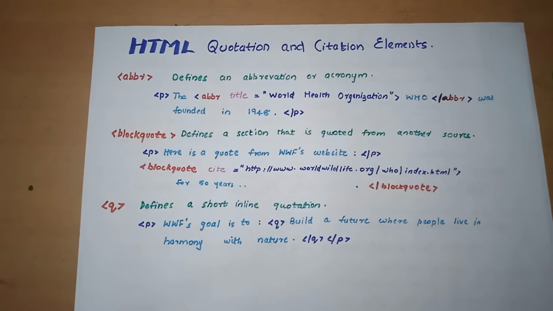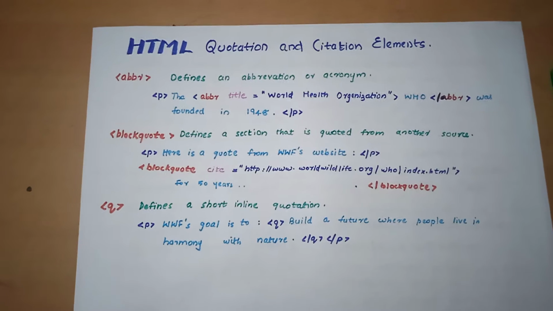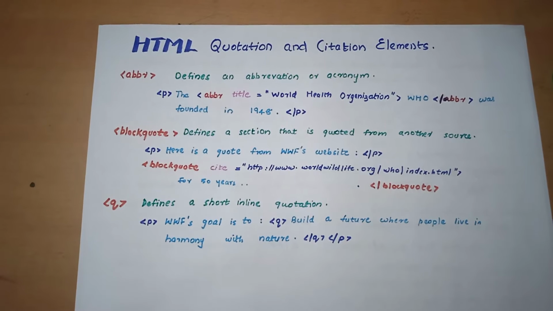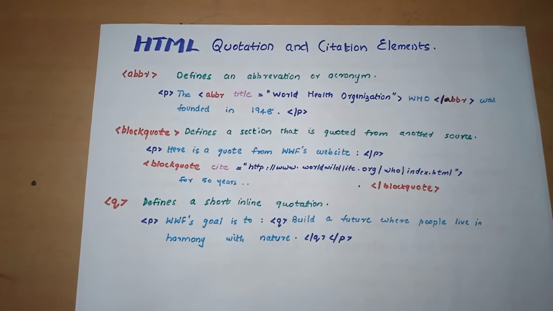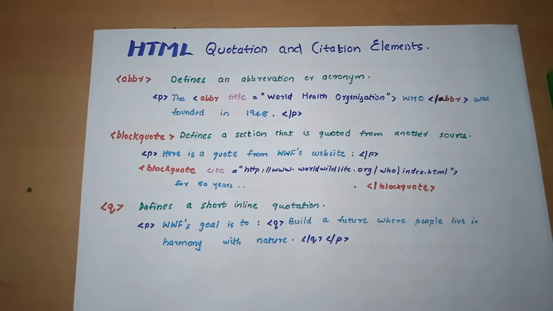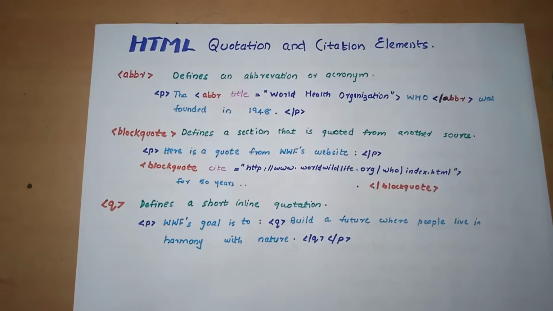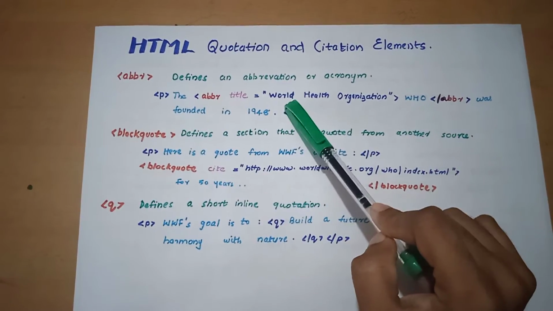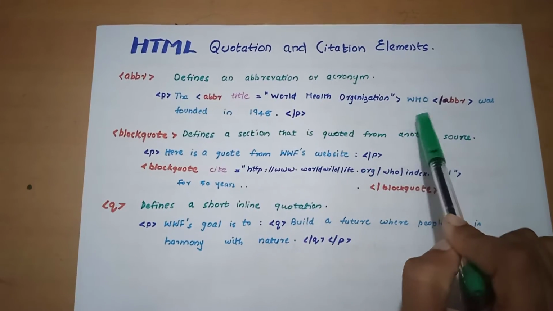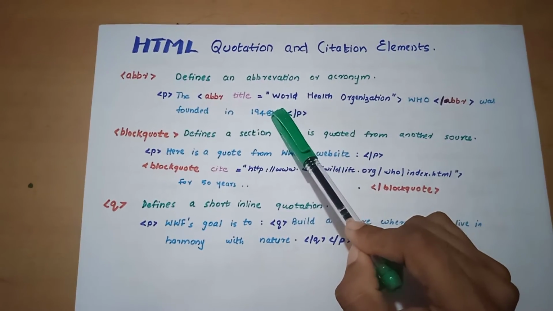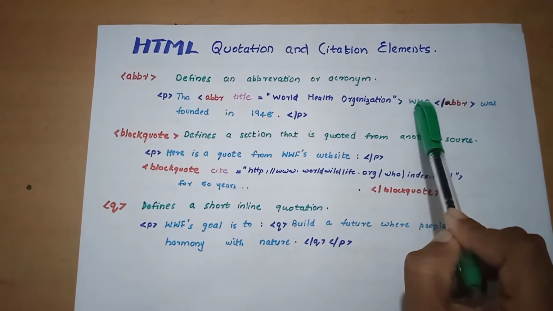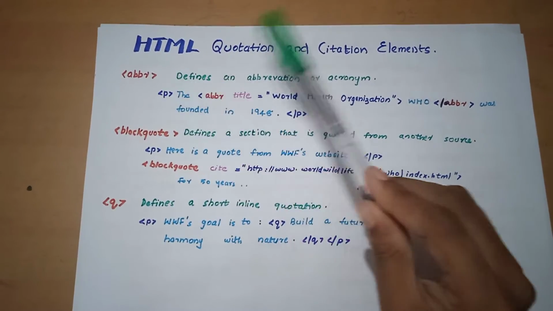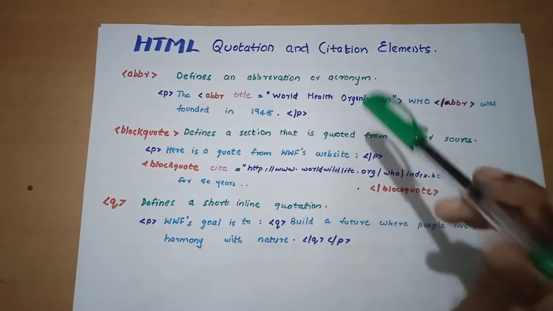Okay, so let's discuss this small portion too, that is HTML quotation and citation elements. The first one is abbr, that is abbreviation, which defines an abbreviation or an acronym. Simply, if you want to add something in an abbreviated form, we can use this tag like this. Here is a paragraph: the WHO was founded in 1948. In order to mention that WHO is actually the World Health Organization, we can use this quotation element abbr here. That means abbreviation.